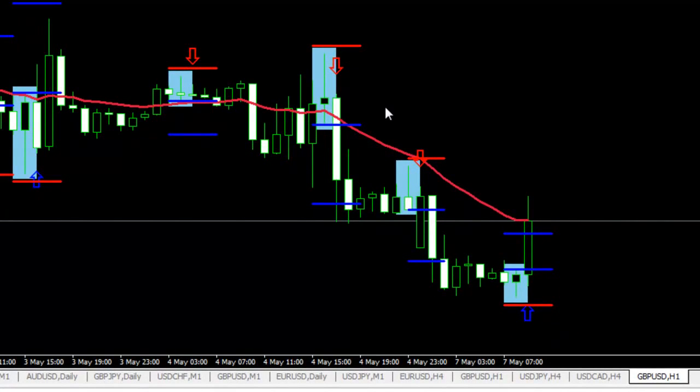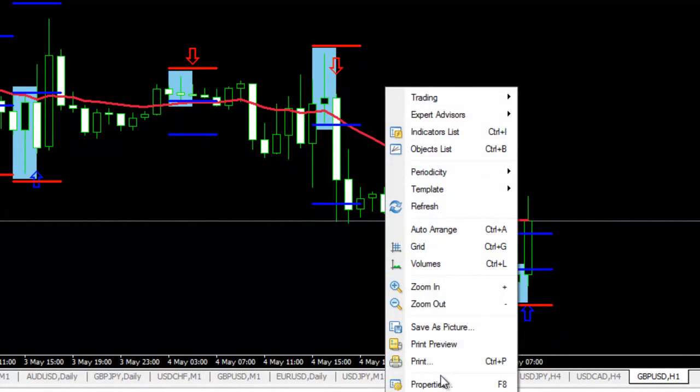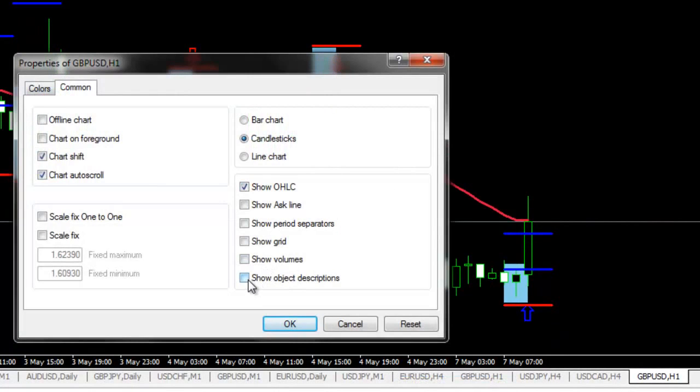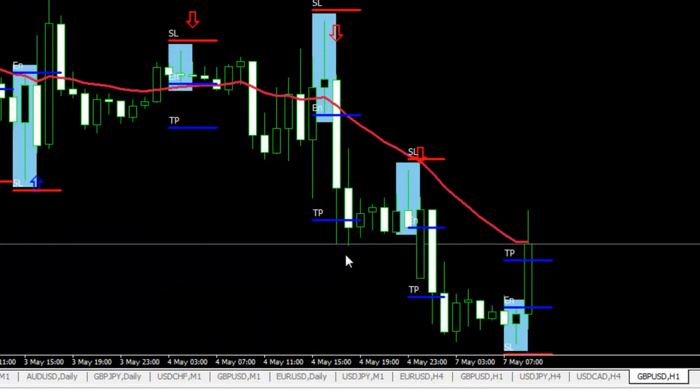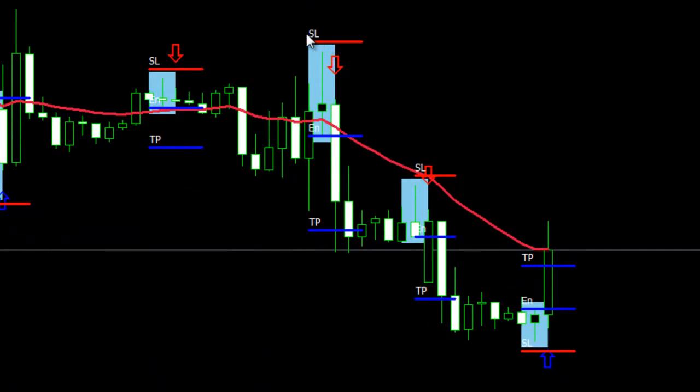A small trick for you, if you want to see which line is what, just right click on the chart, go to properties and check show object description. Click OK. And as you can see here, we have SL for stop loss, EN for entry, and TP for take profit.